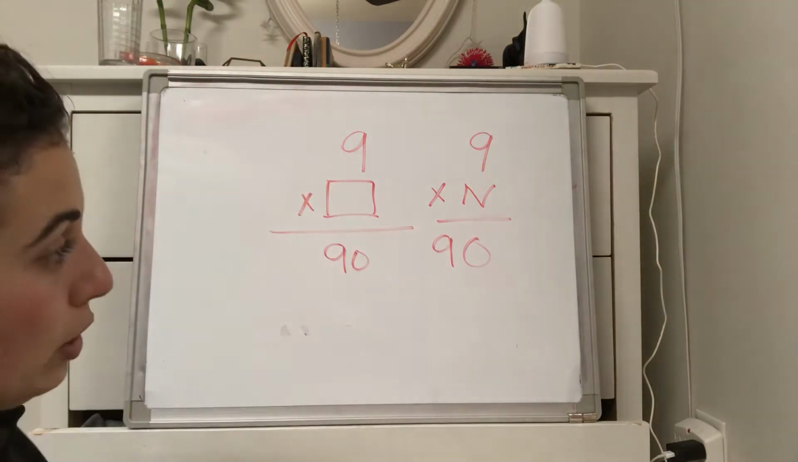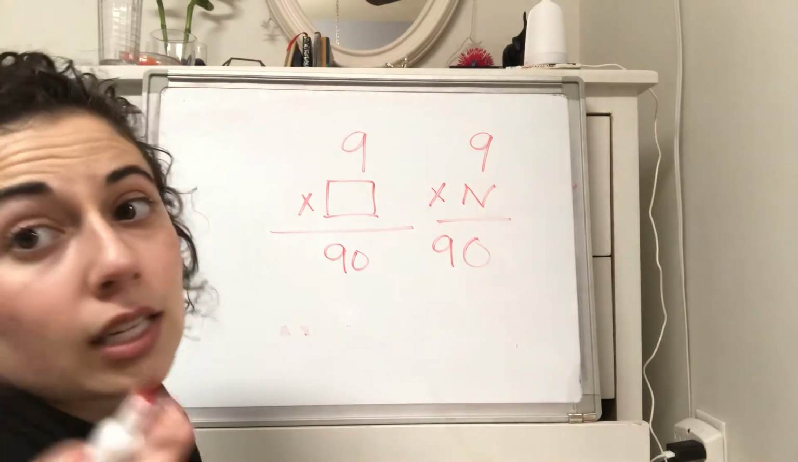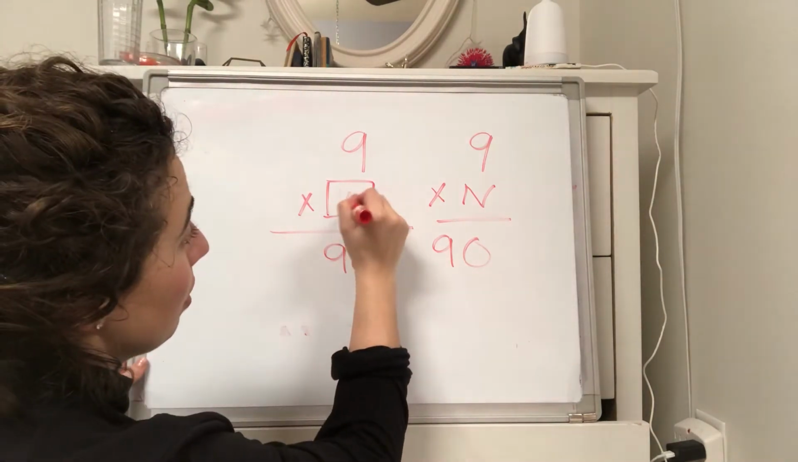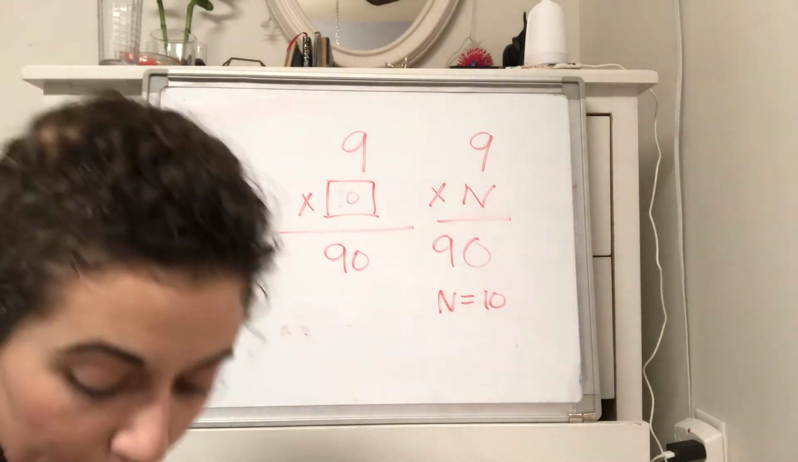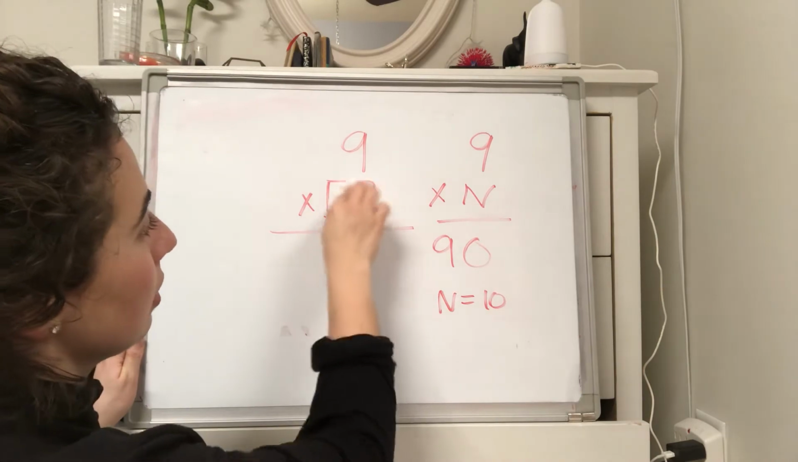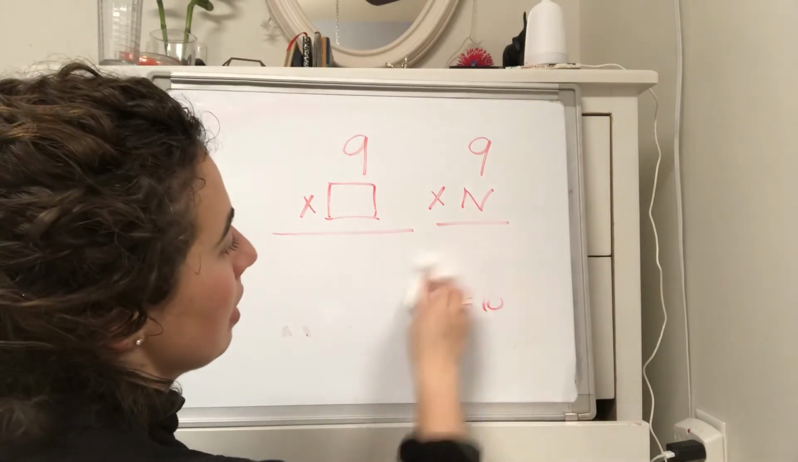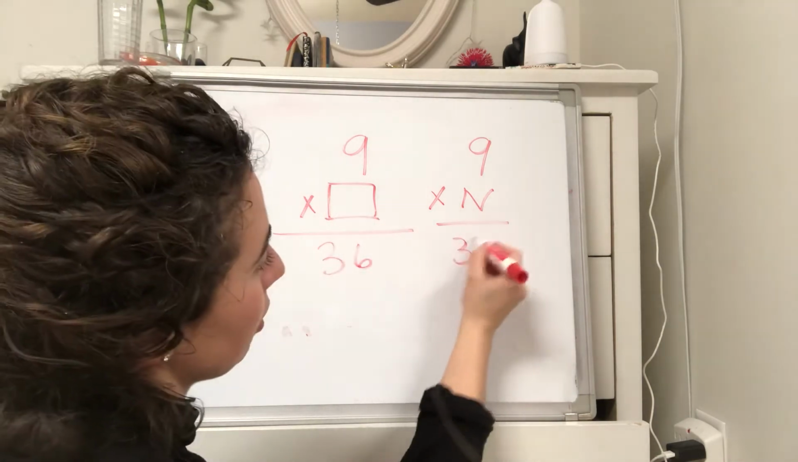This is just another way to show a missing number. So what I need to ask myself is what times 9 equals 90? That's an easy one. You guys are all going to know. It's a 10. The way to write the answer here is n equals 10. We could do that with any of our 9s problems. So I'll put up one that might be a little harder. 9 times what equals 36?